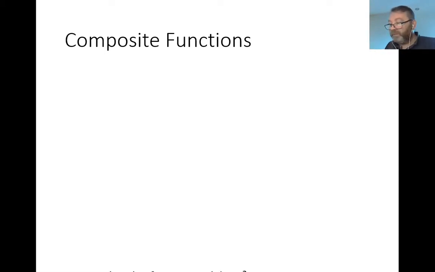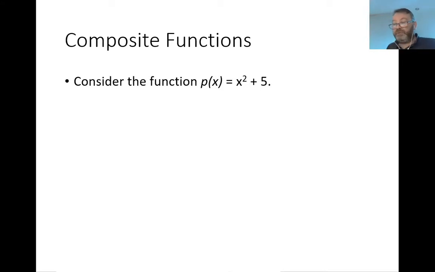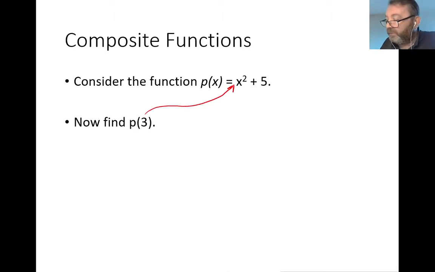Now, just to give you an example of that, take a look at this. Take a look at the function p of x equals x squared plus 5. If I was to ask you, what is p of 3? What would you do? So take a moment to think, how would I find p of 3? Now, obviously, being trained very well from your junior cert, you'd say that 3 goes in where x is, it's squared, and then you add 5.